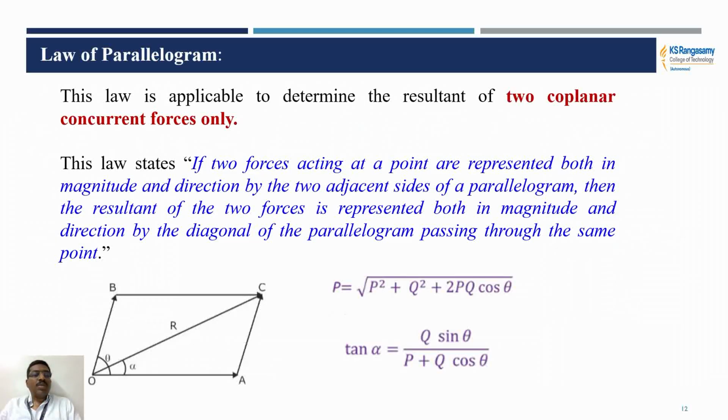So as per the parallelogram law of forces, the resultant force will be acting along the diagonal of the parallelogram, and it can be calculated if the forces P and Q are acting along OA and OB. Then the resultant force can be calculated with the help of the equation R equal to root of P square plus Q square plus 2PQ cos theta. Whereas the angle between the resultant force and any one of the forces acting along OA or OB can be found with the formula tan alpha equal to Q sin theta divided by P plus Q cos theta.